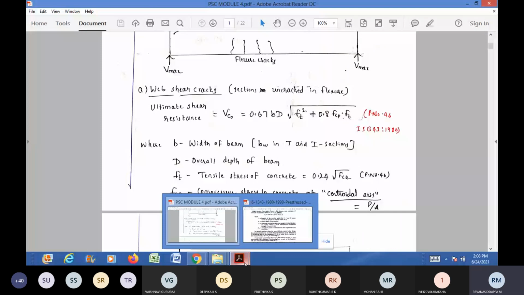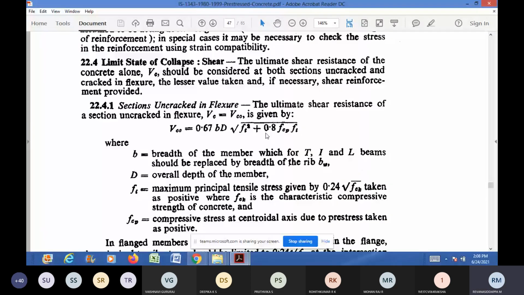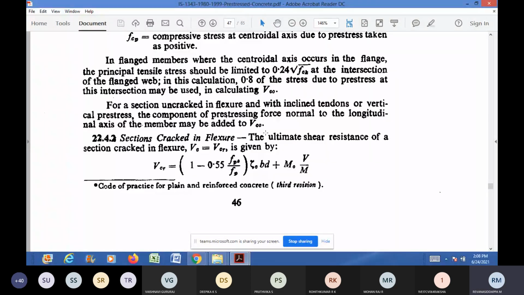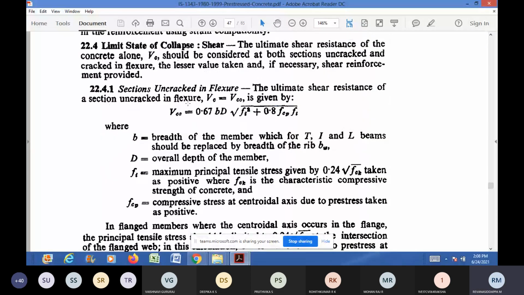This formula is given in the code book on page number 46. Here you can see the same formula is there: ultimate shear resistance of a flanged section. It may be a T section, or an I section, or an L section, the section which has the flange. For that section, this formula is applicable.